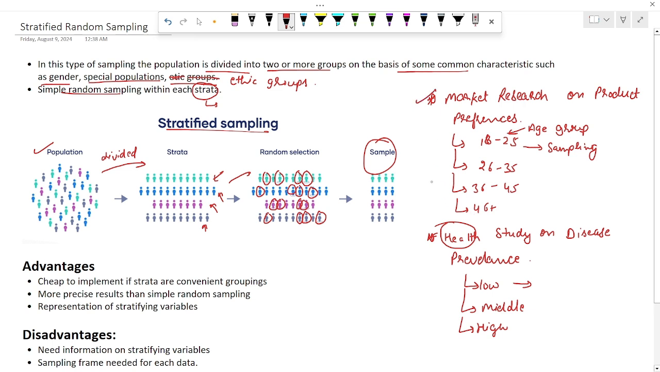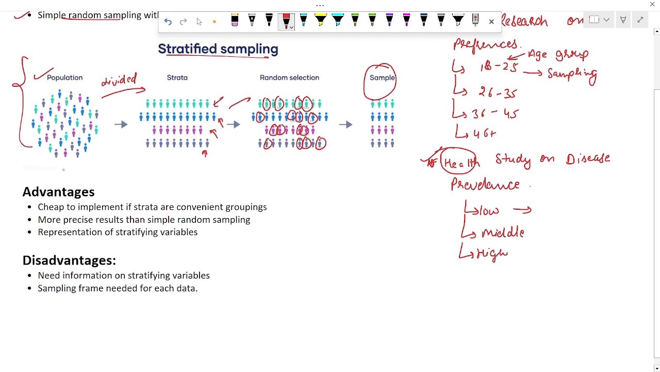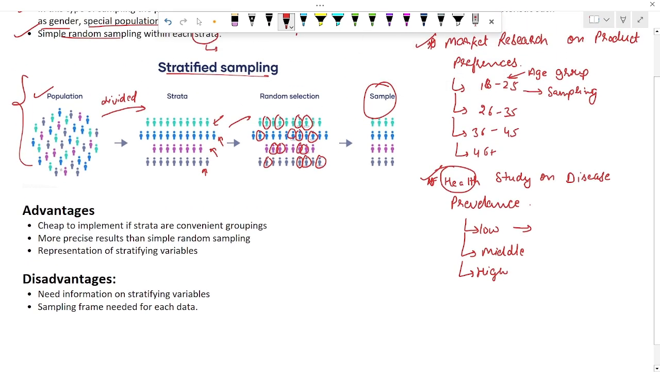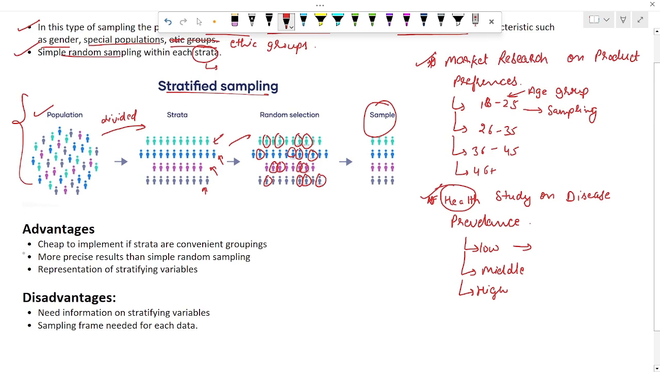I hope both these examples are clear to you, and I also hope the definition and this diagram are clear. So let's talk about the advantages of stratified random sampling. Stratified random sampling is cheap to implement if the strata are convenient groupings, and it gives more precise results than simple random sampling.